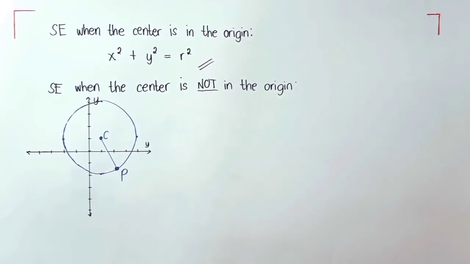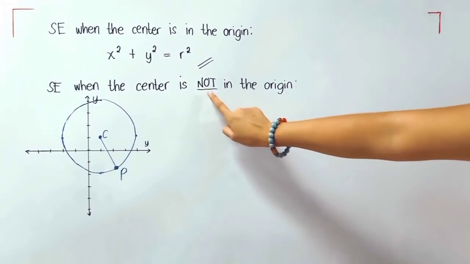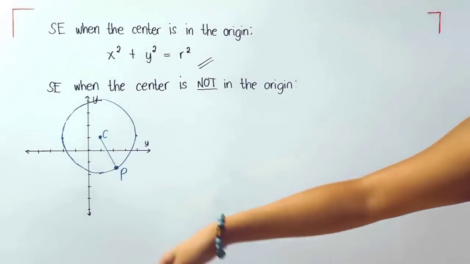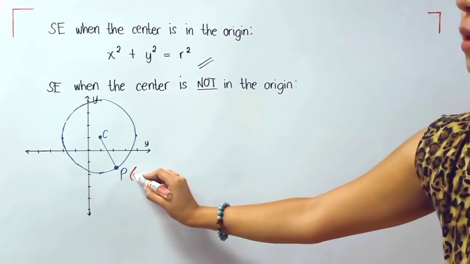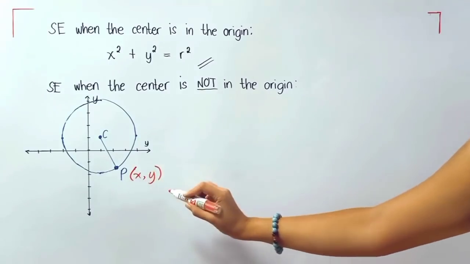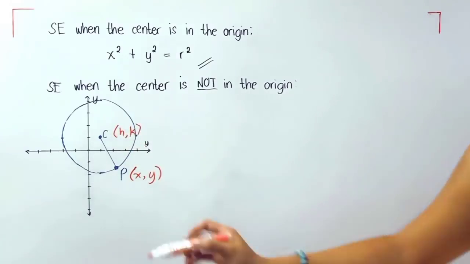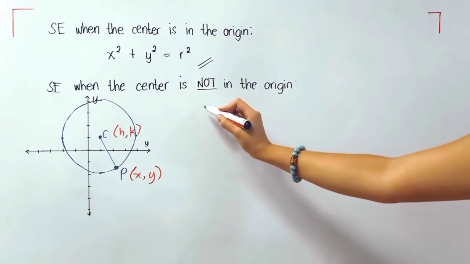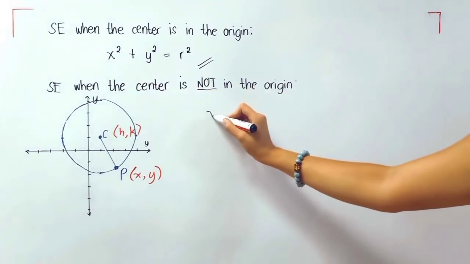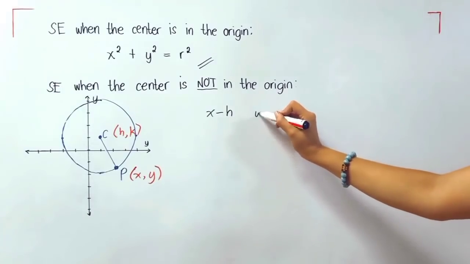Again, the standard equation when the center is in the origin is x squared plus y squared is equal to r squared. Now, what is the standard equation when the center is not in the origin? Just like our illustration here, the center is not in the origin. P is any point (x, y), and the center here is, let's have any point like (h, k). Now we will pattern the new equation to the previous one. So instead of x squared, we'll make it (x minus h), and instead of y squared, we'll make it (y minus k).